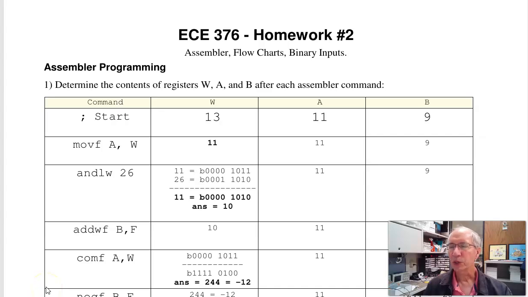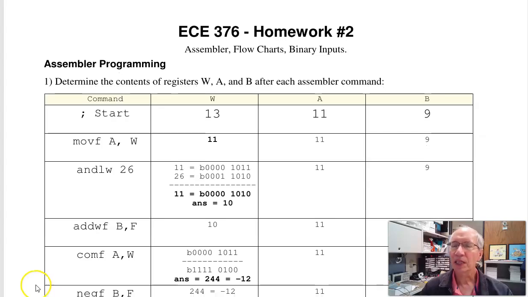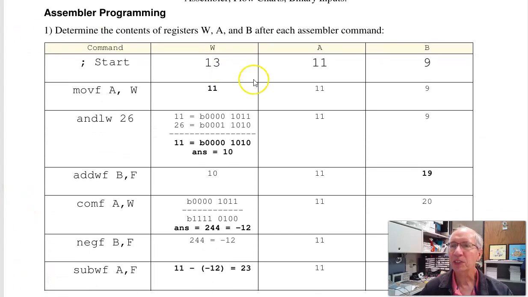Here are our solutions to homework set number 2 for ECE 376. This homework set looks at assembler with a PIC 18F4620 microcontroller. The first problem is, suppose I've got the W register and two spots of memory called A and B. Their initial values are 13, 11, 9. Find the value after each instruction.